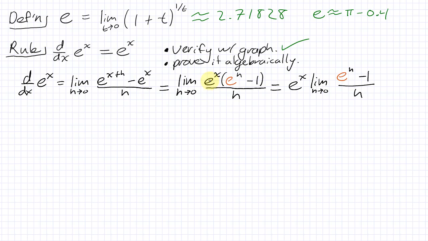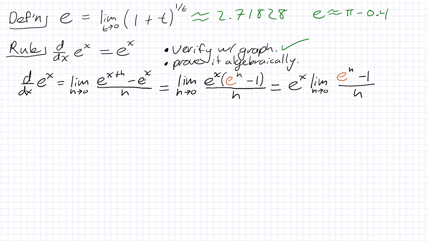So first step here, we just factored out this e to the x from the two terms in the top, which leaves you with the e to the power h, because e to the x times e to the h is the same as e to the x plus h. And there's also a minus 1 left over from that term.